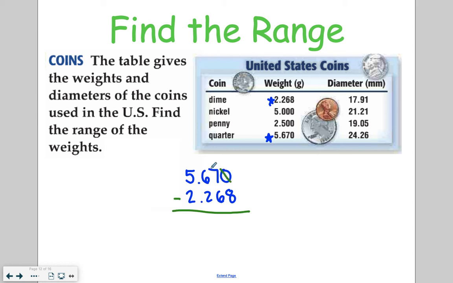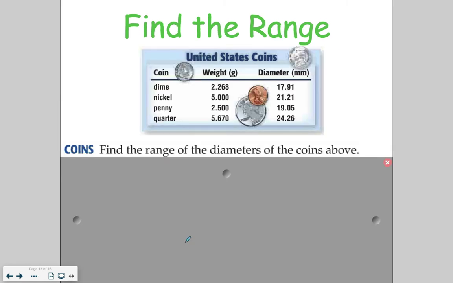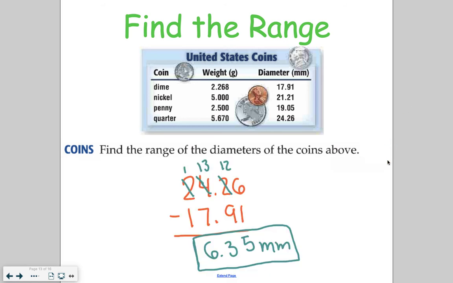So when you do your subtracting, we're going to borrow from the 7, and we're going to get 2, 0, 4, 3. So our range is 3.402 grams. So that means the data is all within 3.402 grams. Go ahead and find the range of the diameters on your own. So our biggest one, 24.26, subtracting the smallest, which is 17.91, gives you a range of 6.35 millimeters.